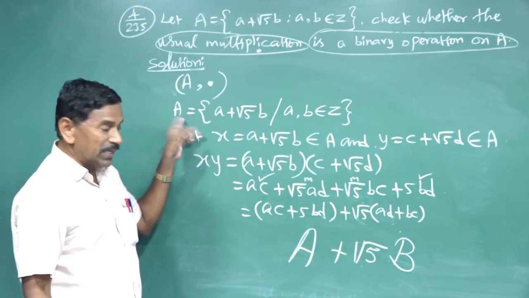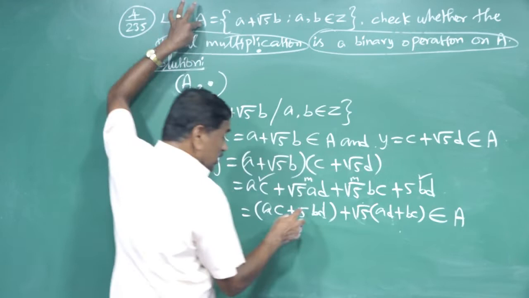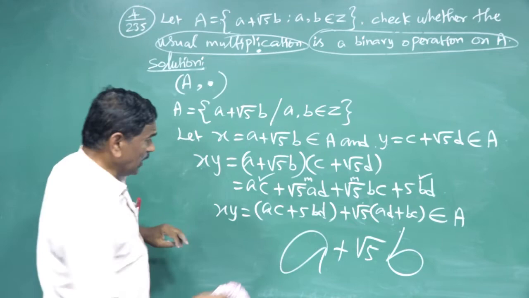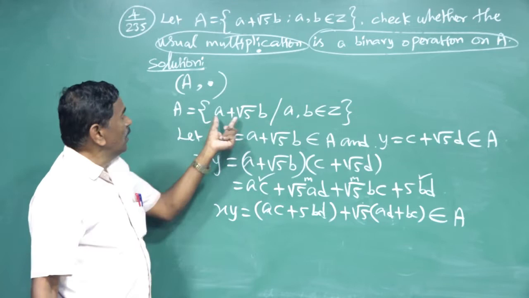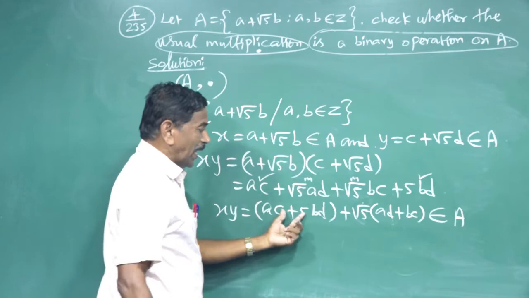So that is why. For example, now say this element belongs to the given set A. Yes, because it is of the form A plus root 5B. Therefore, this element belongs to A. And the left hand side is X into Y. Listen, in the given condition, A plus root 5B belongs to A, but the coefficients A, B belong to integers. So the first bracket and the second bracket belong to integers, is it?